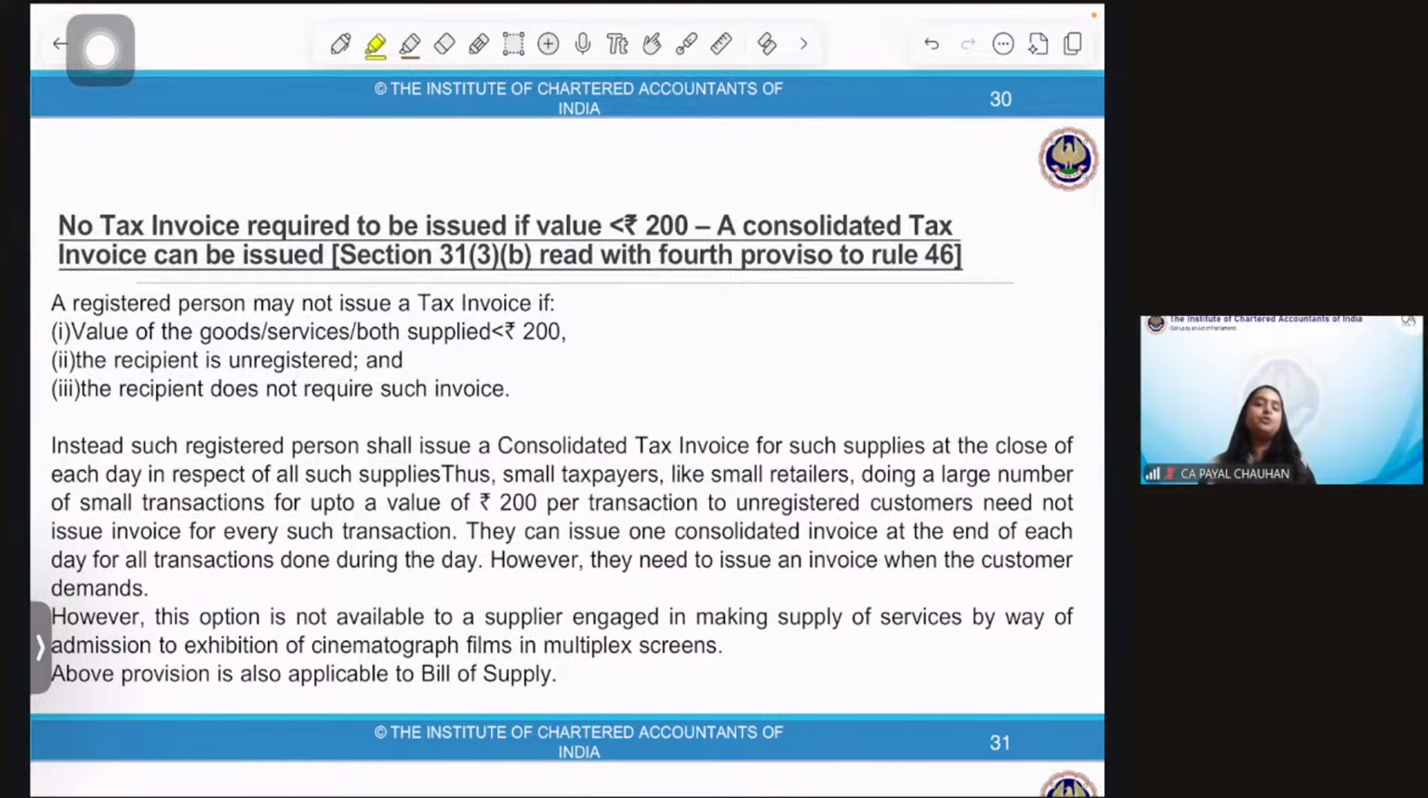Next question to you. If you are an unregistered recipient, and the value of goods which you are taking is less than 200 rupees, and you do not want an invoice, can I issue a consolidated tax invoice? Yes, I can issue a consolidated tax invoice. Perfect.